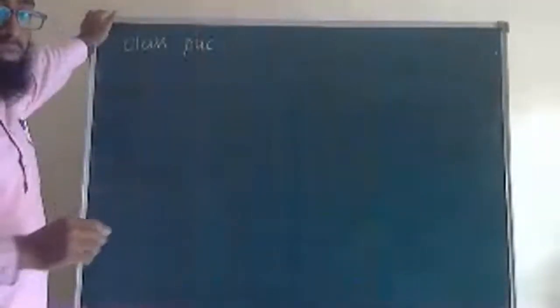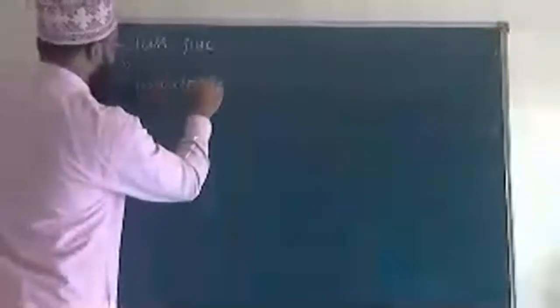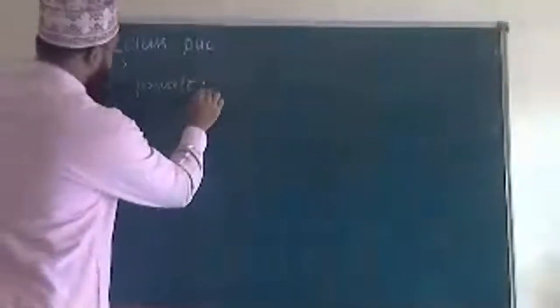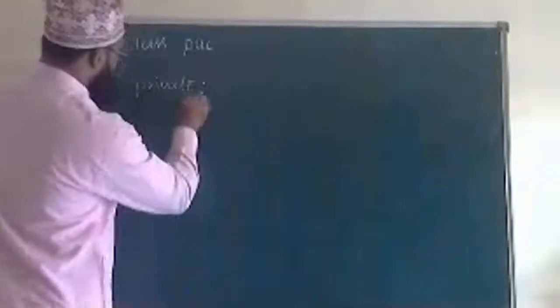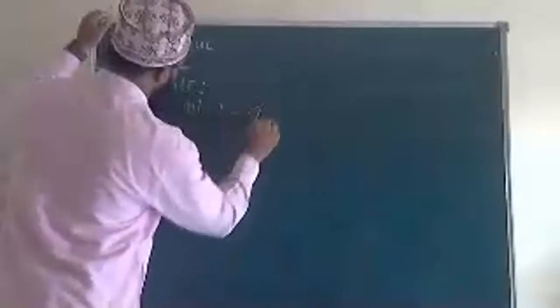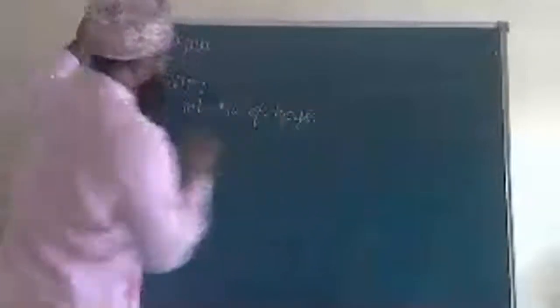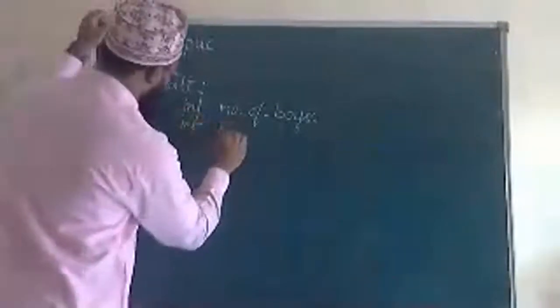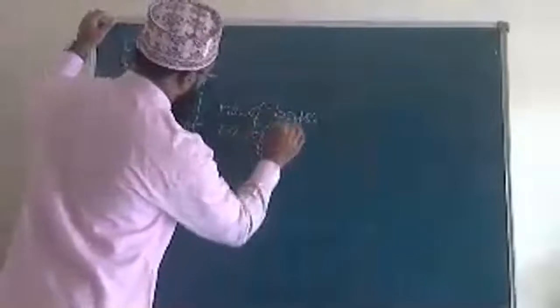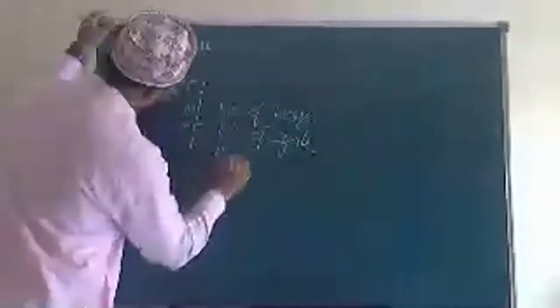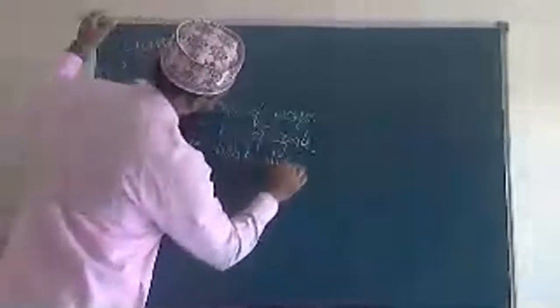So now I will take a class, say PUC. It includes data members under the private access specifier: integer number of boys, then integer number of girls, then integer total strength.